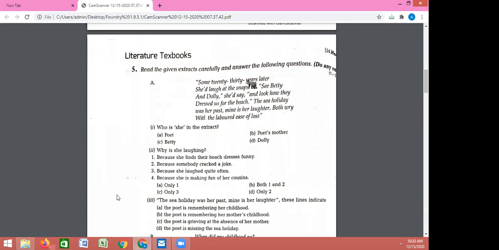Now let us answer, who is she in the extract? I think we are able to look at. तो answer A is the right answer. That is poet. Is it right? Answer it. I think again you will have to just judge. Don't believe in hearsay. Right answer will be B. That is poet's mother. A is a wrong answer. Poet is not speaking. She would laugh at snapshot.